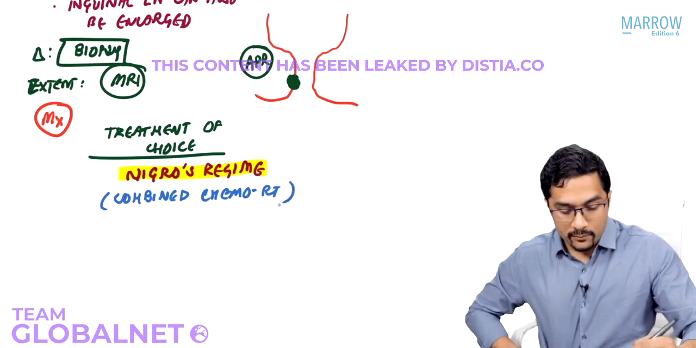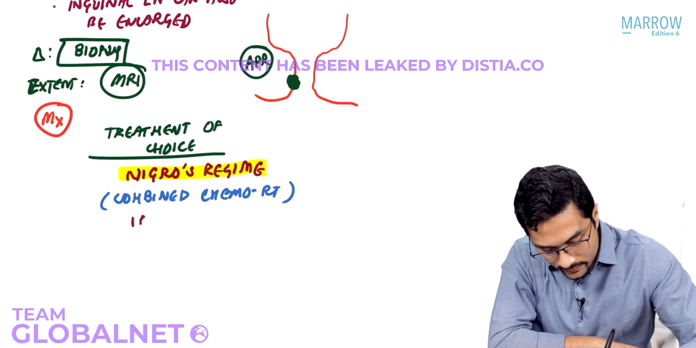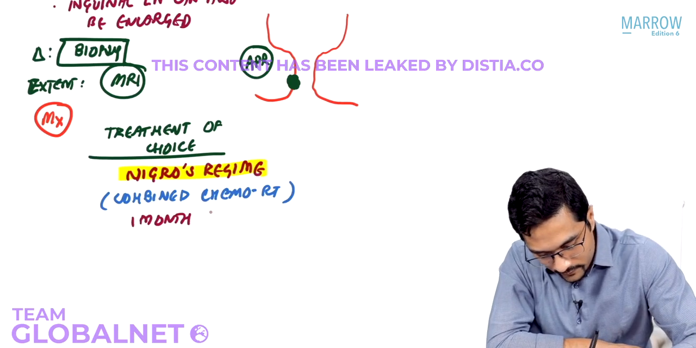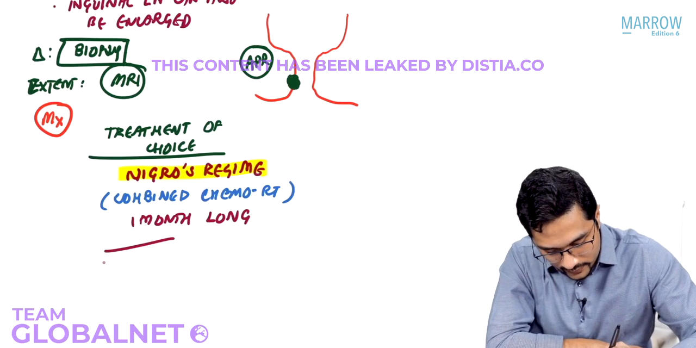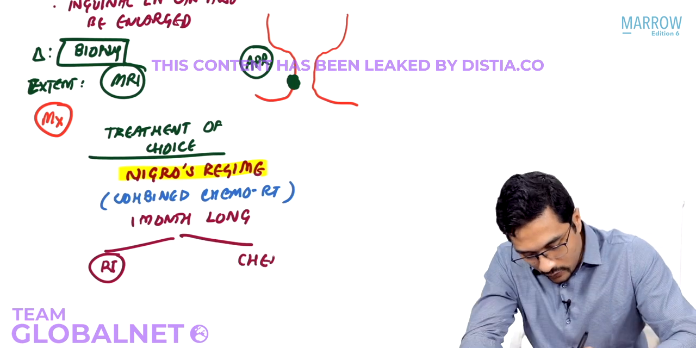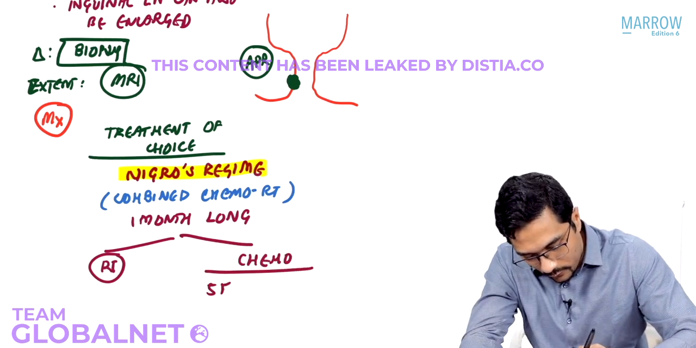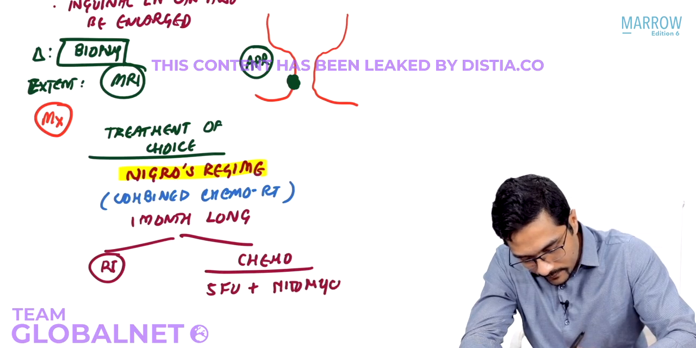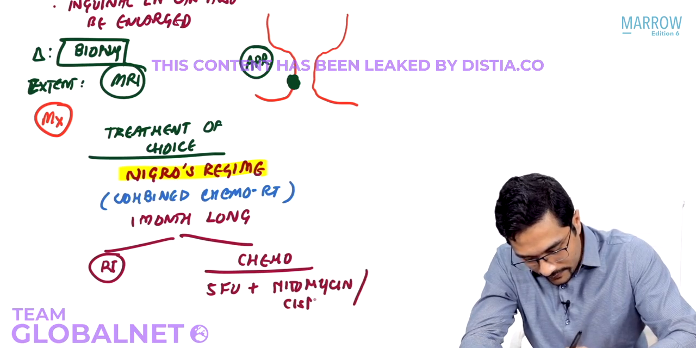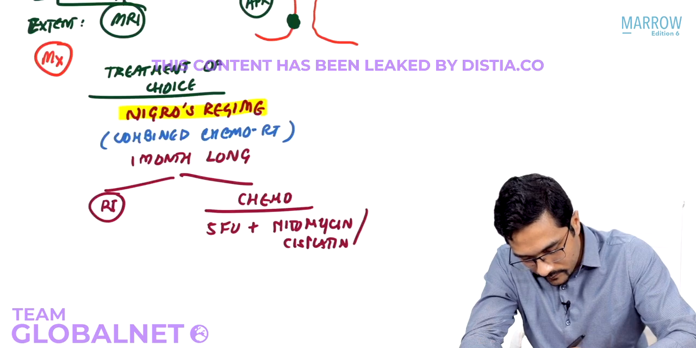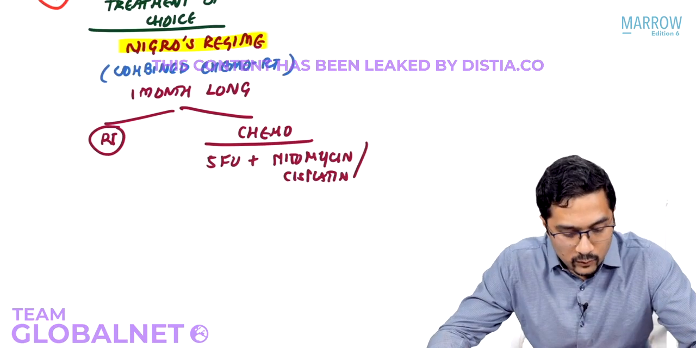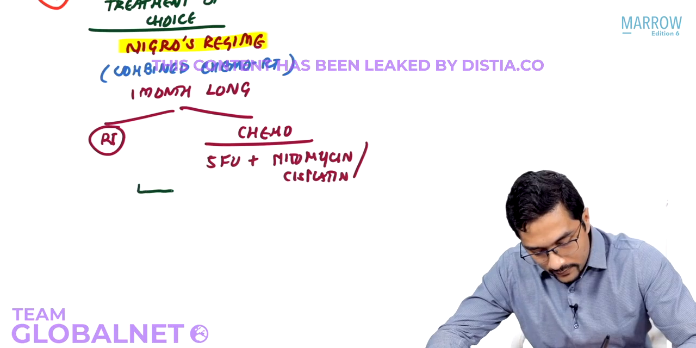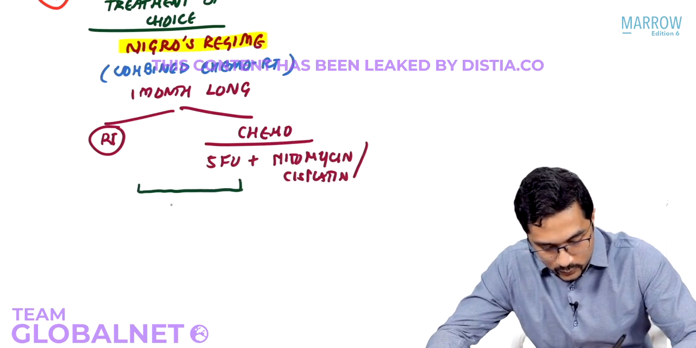That is Nigro's regime. It is a 1 month long treatment which includes radiotherapy and chemotherapy. Chemotherapy is 5-fluorouracil plus mitomycin or cisplatin. And once this therapy is given, there can be 2 scenarios.